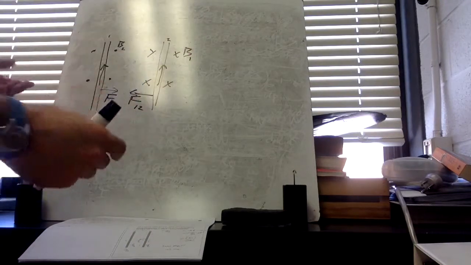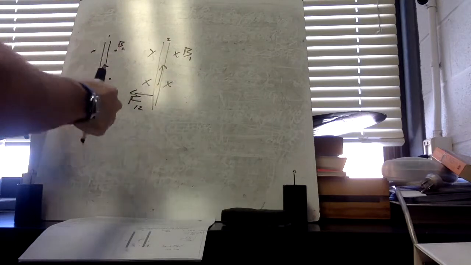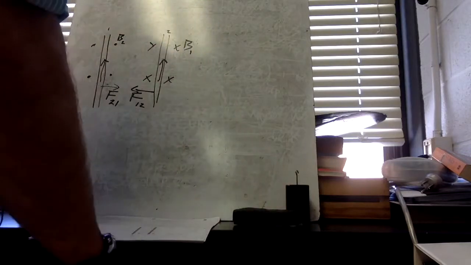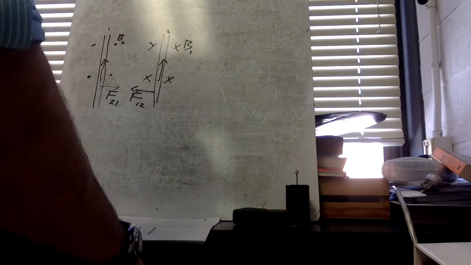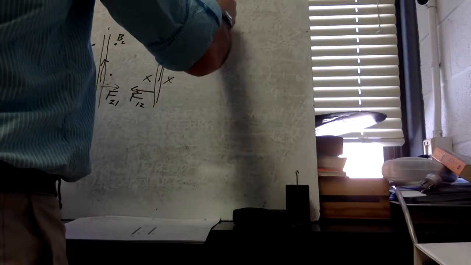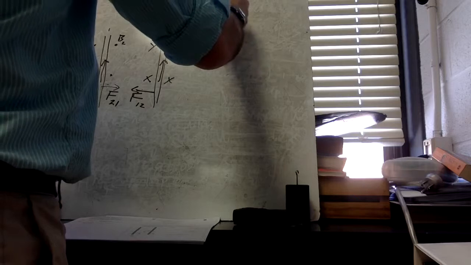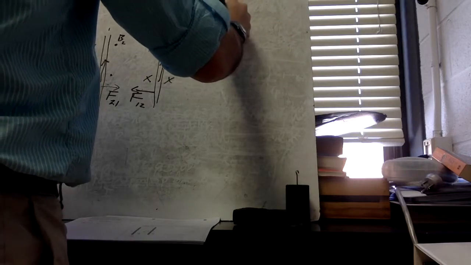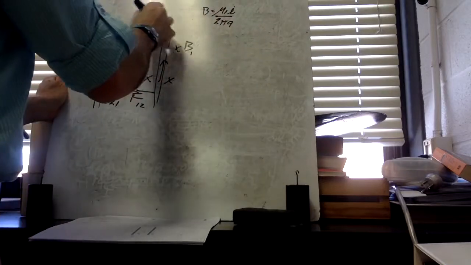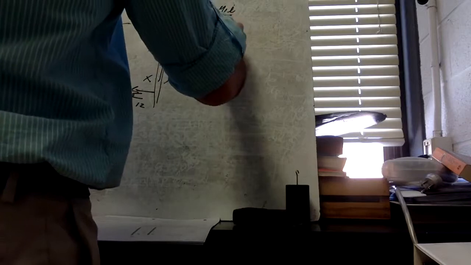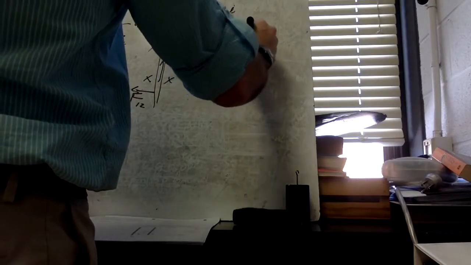This is pretty much the only time where you have two of the same thing attracting in physics. Most of the time, two like things repel. Now we want to know what is the force, what's the magnitude? The magnetic field due to each wire is mu naught I over 2 pi a, where a is the distance between these wires, and the force is IL cross B.